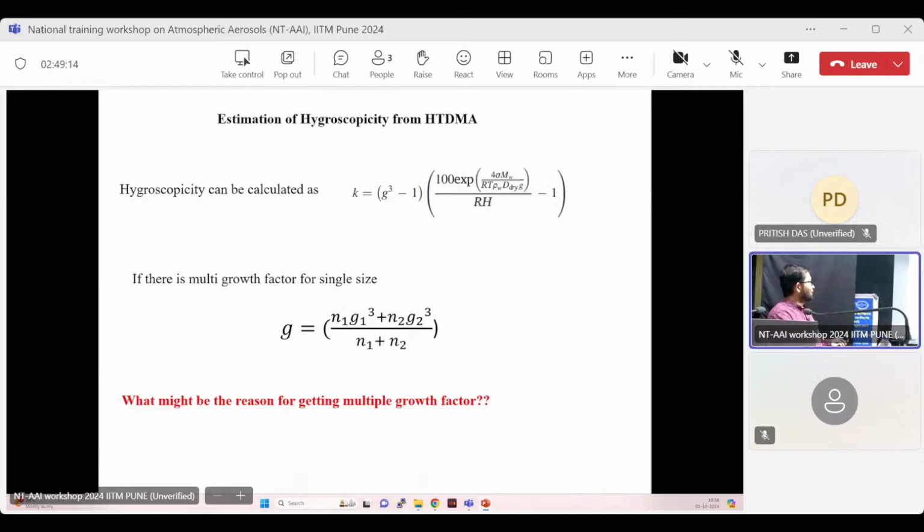Now we know this G value, that is the growth factor, the wet diameter divided by the dry diameter. We know from this Köhler curve or Köhler equation all these parameters. D dry we know already, we have fixed it. We know the RH we are setting. So we can easily calculate this kappa directly from this useful information. I mentioned multiple growth factors. So what you have to do is a weighted average to get an average growth factor to be utilized here for the mean kappa calculation. Actually, I posed that question earlier.